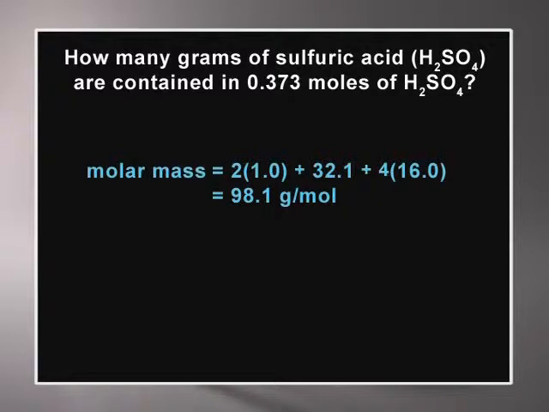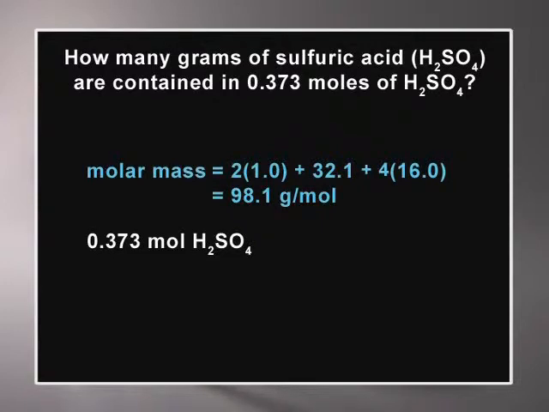Sulfuric acid weighs 98.1 grams per mole, as shown on the screen. So if we had 1 mole of sulfuric acid, we would have 98.1 grams of sulfuric acid. But we don't have a whole mole. We only have a fraction of a mole. Therefore, we're only going to have a fraction of 98.1 grams.